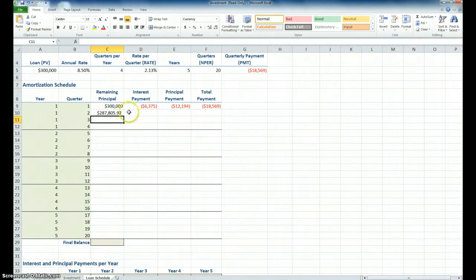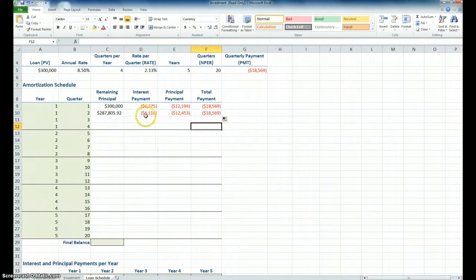Now what I'm going to do is copy this and this down. I believe that's what it wants me to do. Copy the range D9 to F9. Yep, D9 to F9. Copy it down to there. Notice what happened. For the first interest payment, it was $63.75. And my principal payment was $12,194.